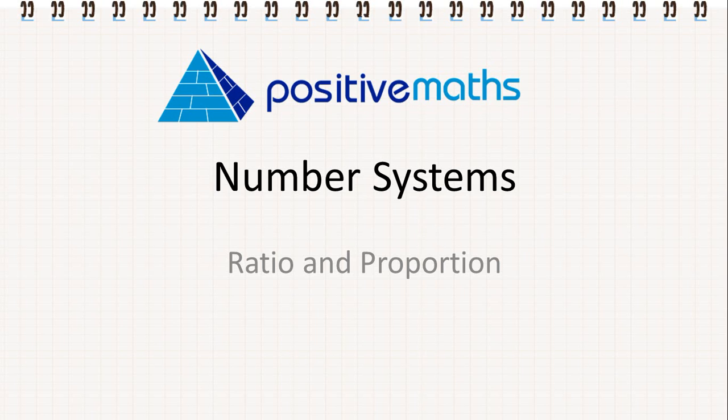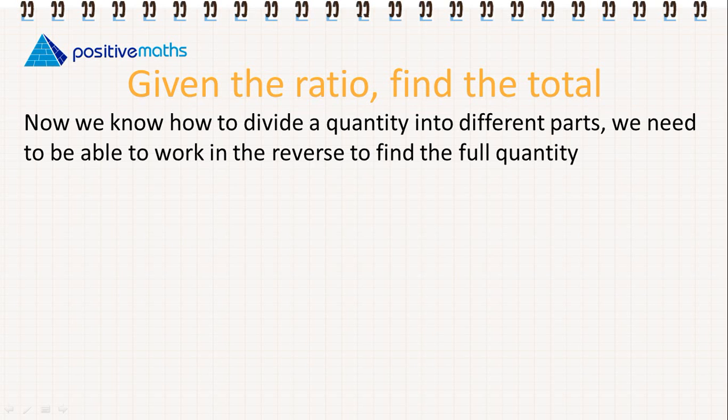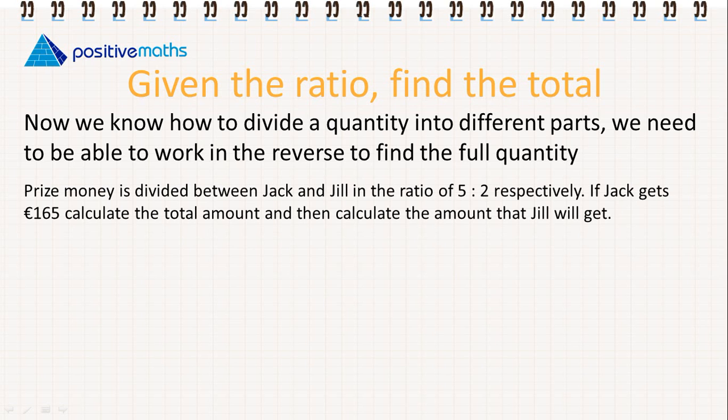In this video for Positive Maths, we're going to learn more about ratio and proportion, and we're going to learn about finding the total when given the amount of a part. So, when given the ratio, we need to find the total. We now know how to divide a quantity into different parts. We need to be able to work in the reverse to find the full quantity or the full amount. So let's work through an example to learn about this.